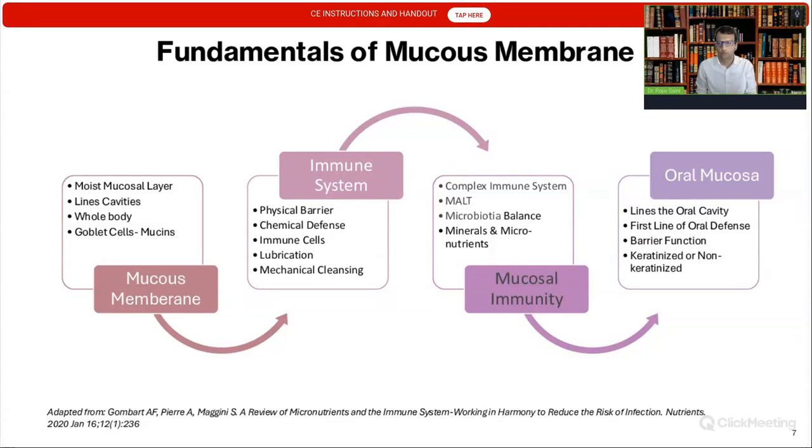I mean, these areas include the respiratory tract, digestive tract, reproductive tracts, and so on. This viscous lining is kept permanently moist by cells named goblet cells that store and secrete mucins. And these mucins form protective layers known as the mucous membrane. In general, the mucous membrane holds a great function as a part of the immune system: physical barrier function, chemical defense, immune cells, lubrication, mechanical cleaning through turnover of the cells, and so on.